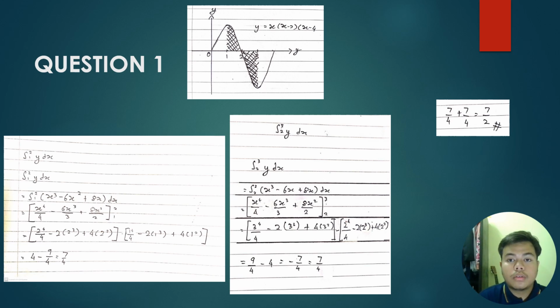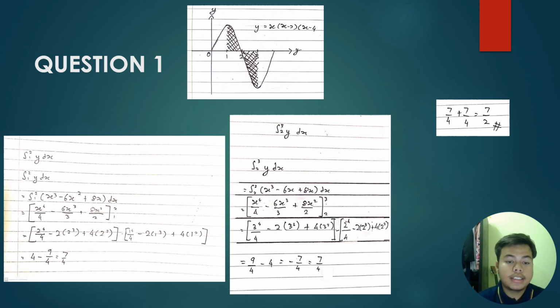Next will be the other shaded region, integrate 2 to 3 y dx. For the first step, we integrate 2 to 3 of open bracket x to the power of 3 minus 6x squared plus 8x close bracket dx, and move to the next step. Open bracket x to the power of 4 over 4 minus 6x to the power of 3 over 3 plus 8x squared over 2. Then we close the bracket.